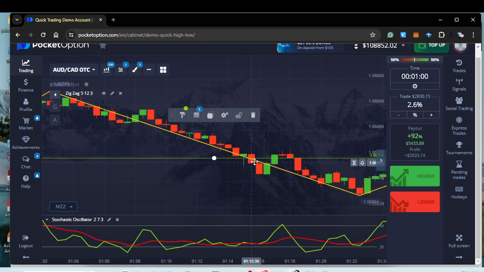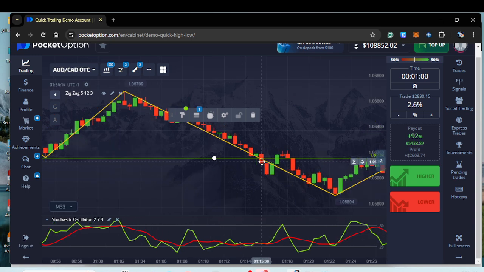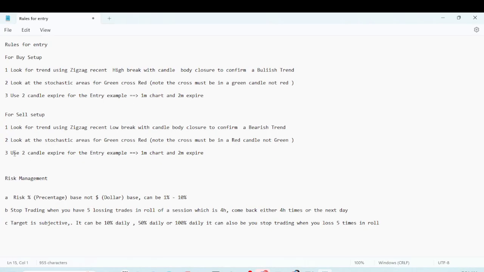Once there is a body closure break of the recent swing high and swing low of the zigzag, we now know that we have a bearish trend, and we want to see a green cross red to the downside. So this is a green cross red to the downside, and boom, this is a sell winning trade. So that's that. And remember to count the expiry: for a 1 minute chart, 2 minutes.